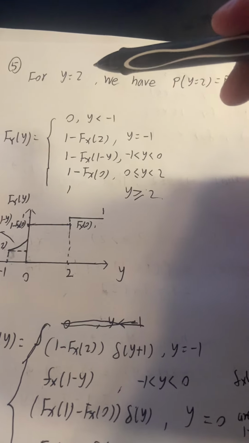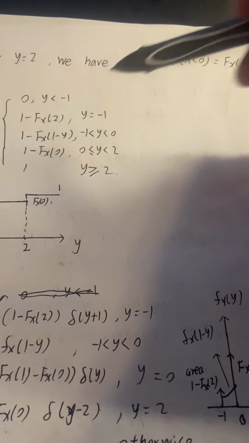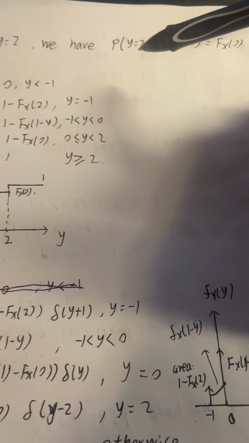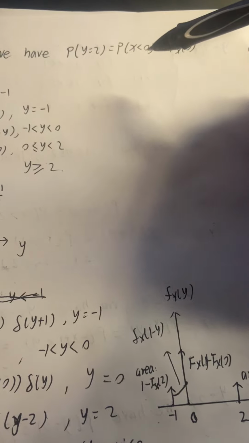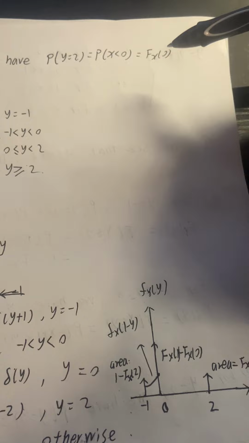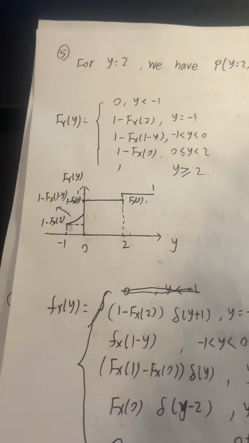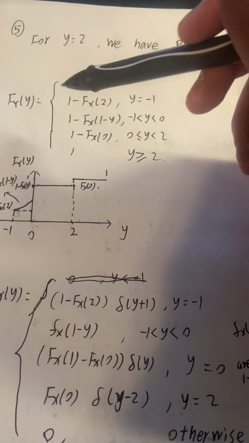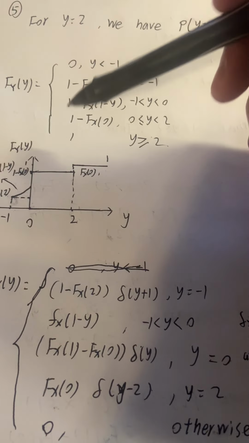And then for y equal to 2, from the g(x) function, we have the probability of y equal to 2 is the probability of x less than 0. So it will be F_X of 0. So now we can write down our distribution function of y.